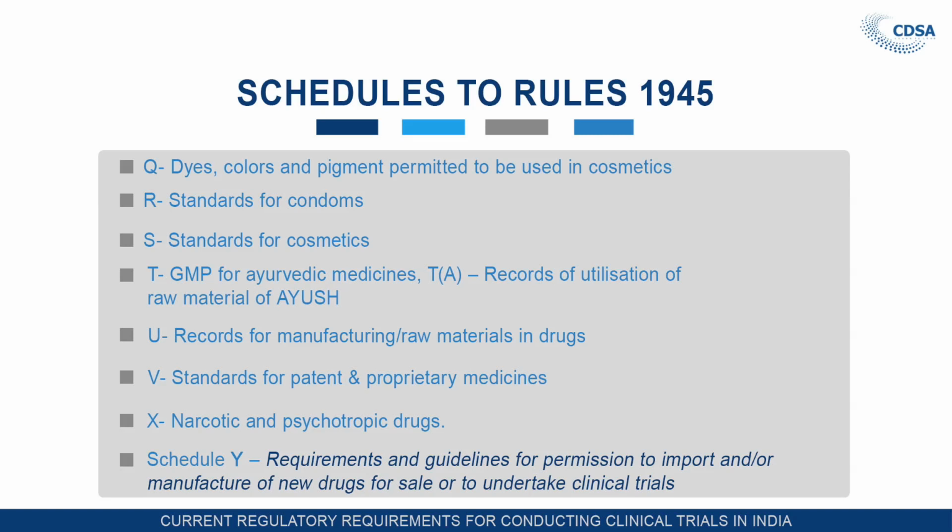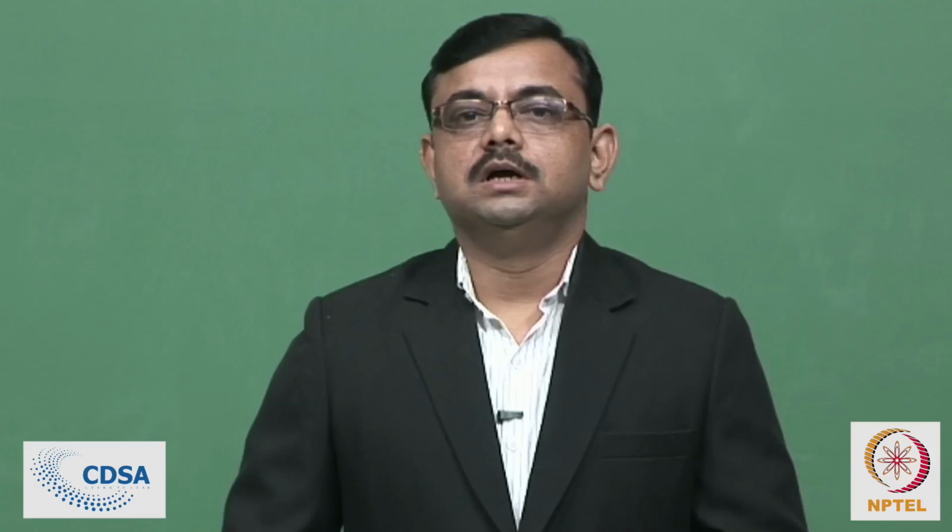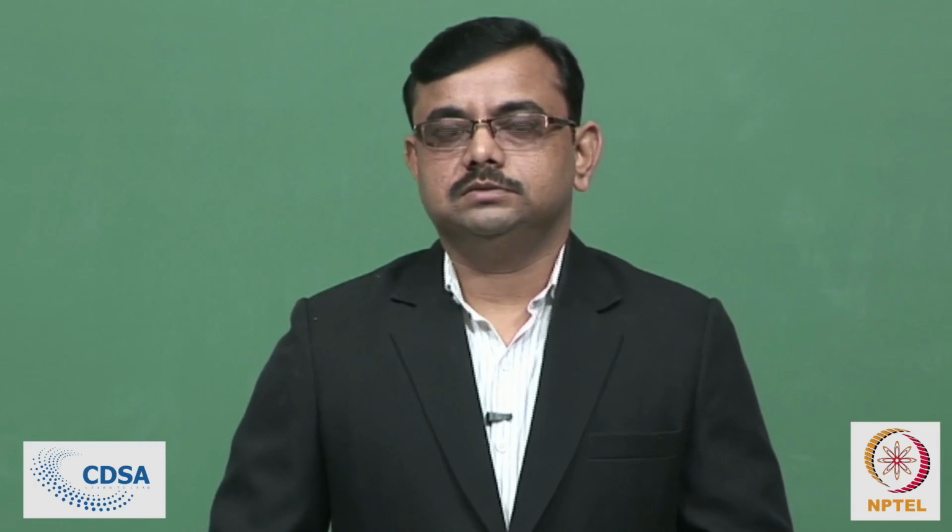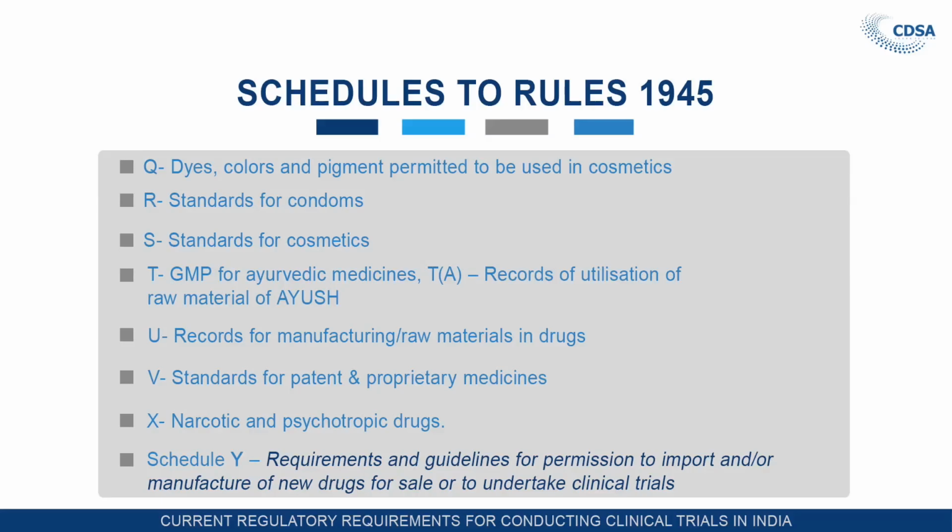Schedule T is related to the GMP for Ayurvedic medicines. In Schedule M we have seen it is the GMP for routine normal drugs, then GMP for homeopathic, GMP for medical devices and cosmetics. The only one remaining is the GMP for Ayurvedic. So the practices to be followed for manufacturing of Ayurvedic medicine are given under Schedule T.